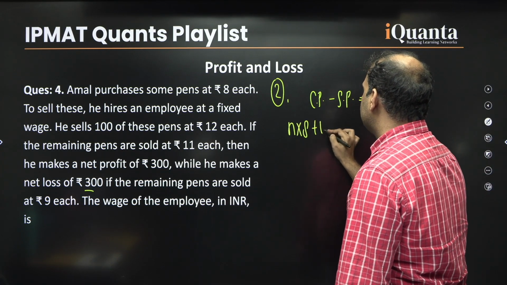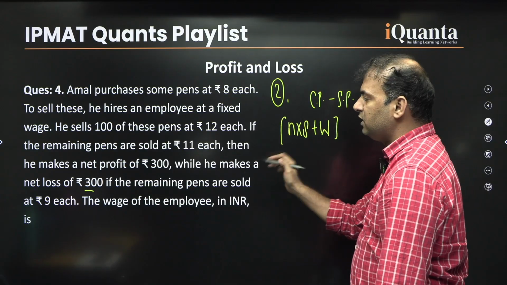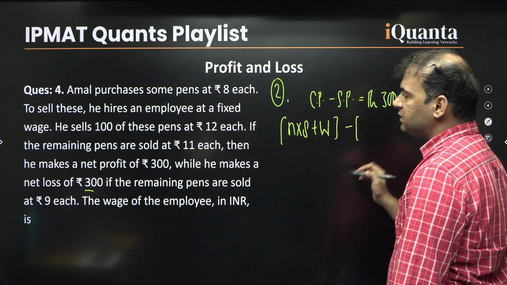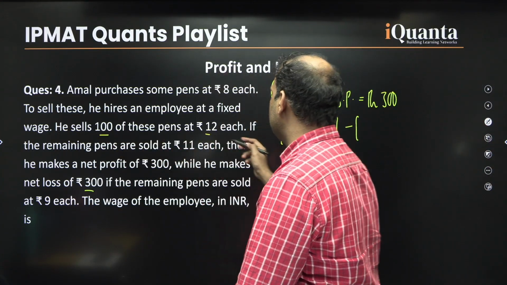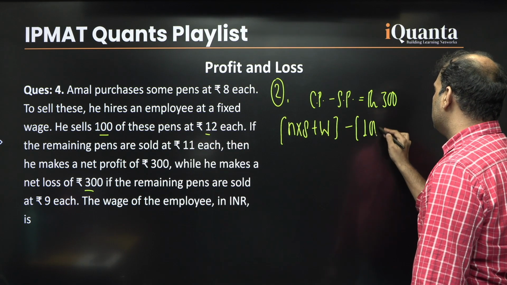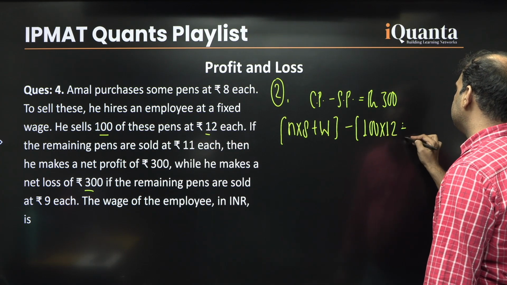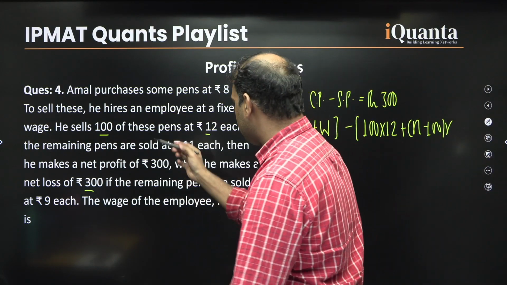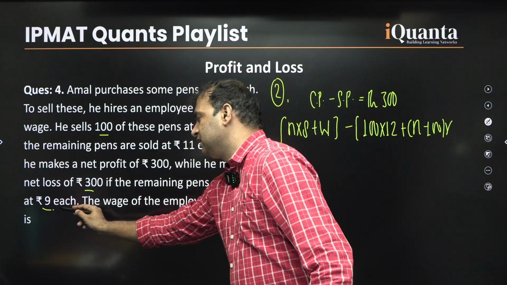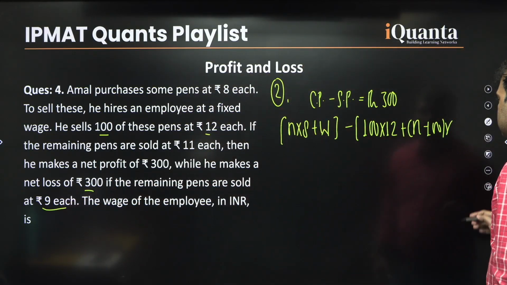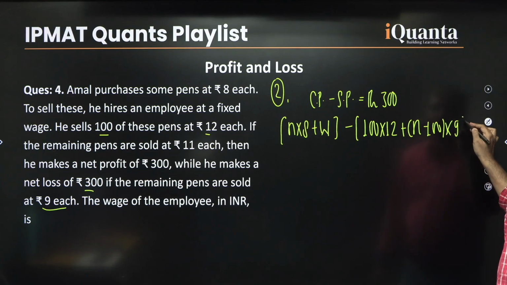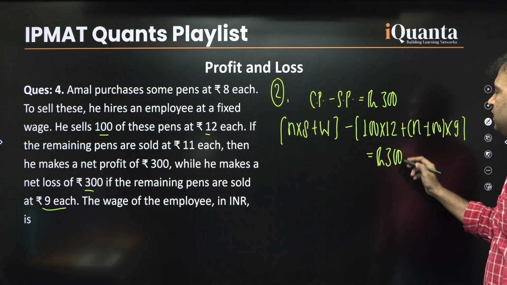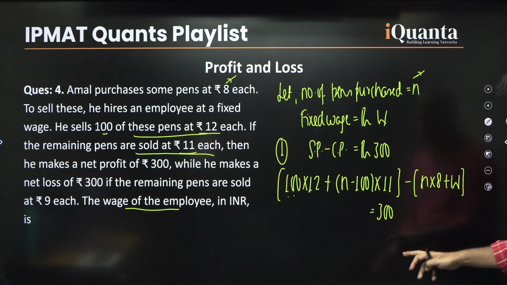Only the SP will change, because he sells the remaining pens at some other price. So what is the total selling price? The first 100 pens at rupees 12, so we can say 100 into 12. The remaining pens, how many pens, guys? n minus 100, that he sells at rupees 9 this time. The remaining pens he sells at 9 per pen. And in this case, he makes a loss of 300. So by this, we'll get the second equation. Okay, guys, so the first equation is this and the second is this.